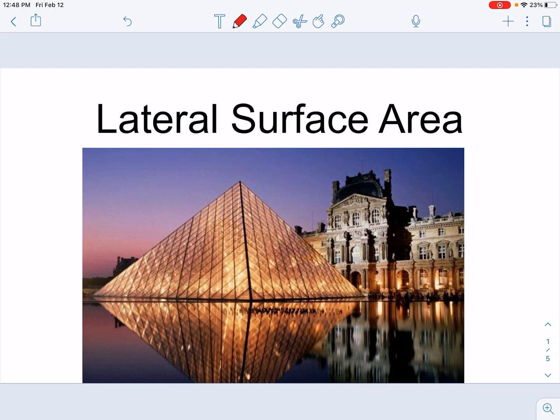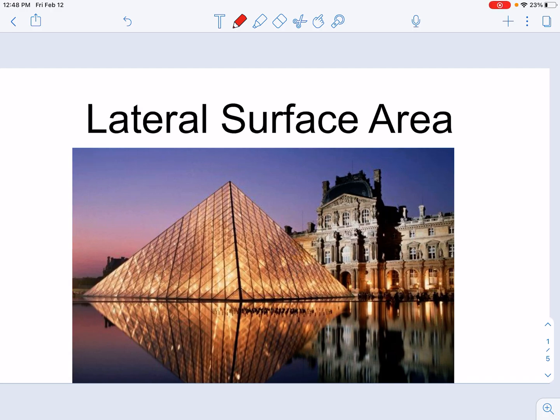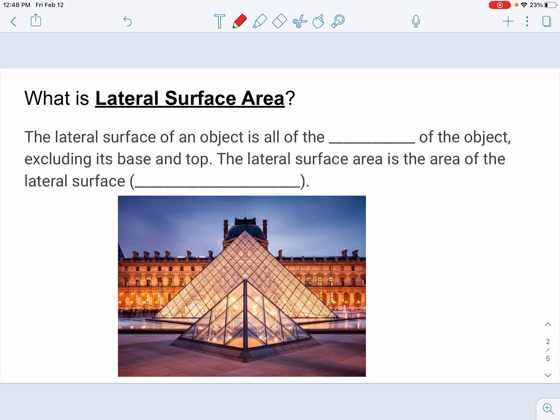Hey everyone, today we're going to talk about lateral surface area. So what is lateral surface area?